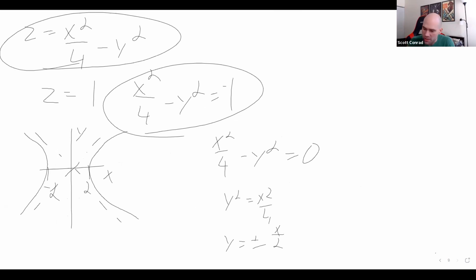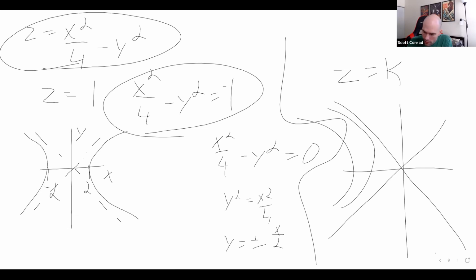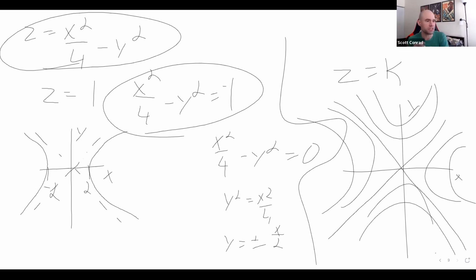And then z equals k in general are going to give you ellipses, or sorry, hyperbolas. So when z equals 0, you're going to get the union of lines. When z is positive, you're going to get these hyperbolas opening in the x direction. And when z is negative, you're going to get these hyperbolas opening in the y direction. It's a family of a bunch of these guys. So this one in particular is difficult to visualize and kind of put together. But what we get is called a hyperbolic paraboloid.